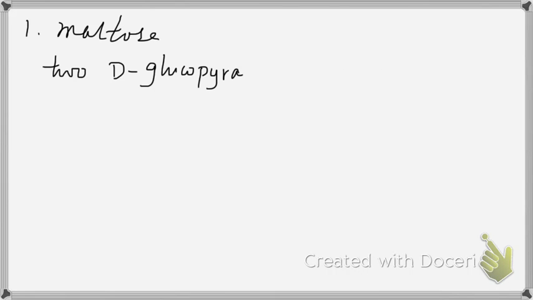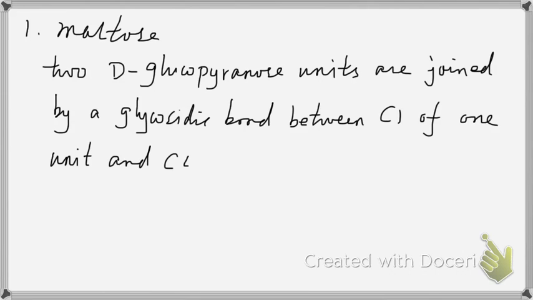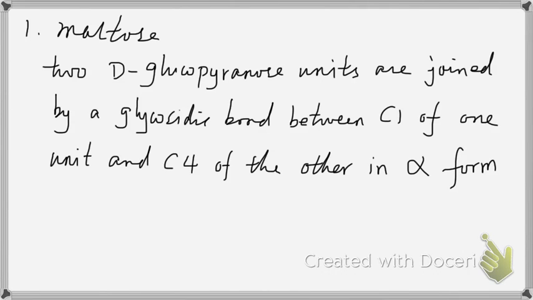The first disaccharide we will look at is called maltose. Maltose is formed by two glucopyranose units linked together through a glycosidic bond between carbon 1 of one unit and carbon 4 of the other unit. The carbon 1 of the first unit will be in the alpha form. So let's take a look at the structure.